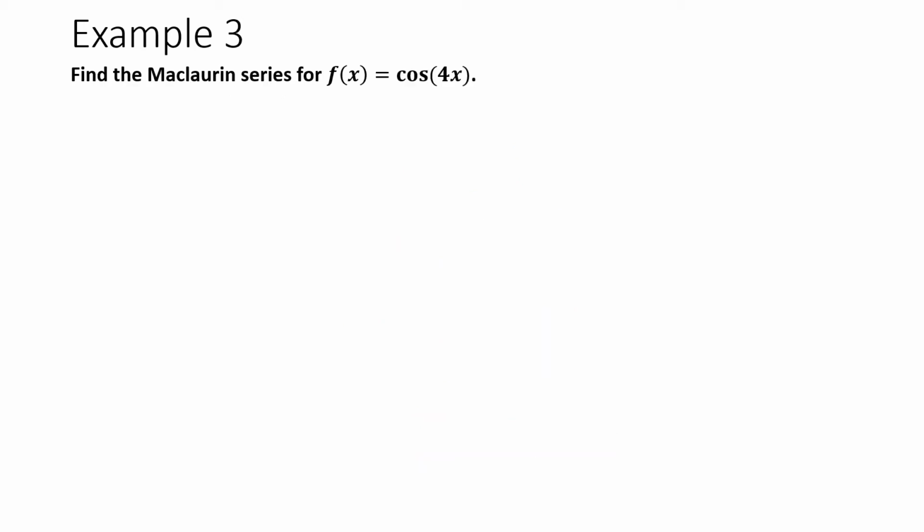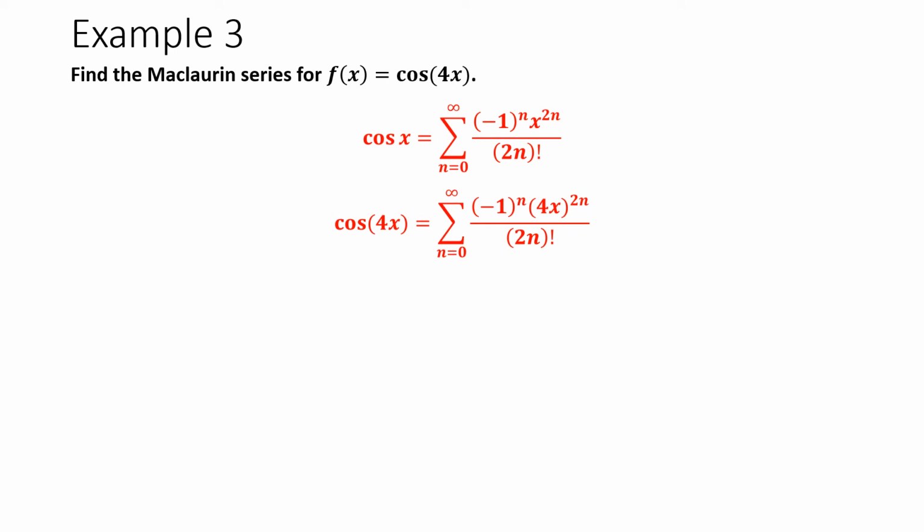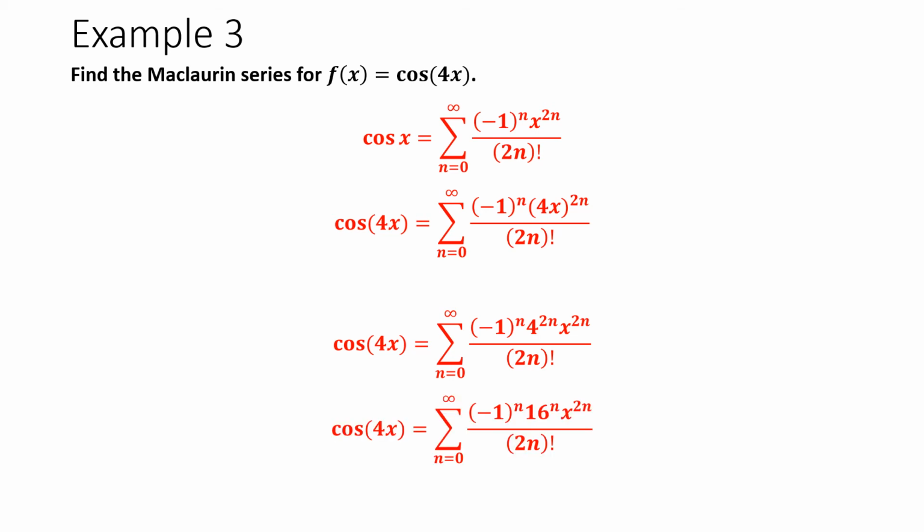Example 3 says find the Maclaurin series for f of x equals cosine 4x. Again, I'm starting with something I know, my plain cosine summation, and I'm going to replace that x with 4x. Everywhere I see x in my summation, I put 4x. Then I write this out so that each base has its own exponent: negative 1 to the n, 4 to the 2n, x to the 2n over 2n factorial. I can write this a little better. Instead of 4 to the 2n, I can change that to 16 to the n, and it looks a little better.